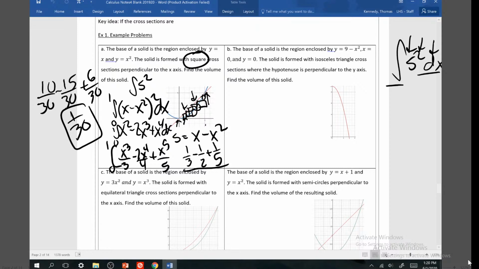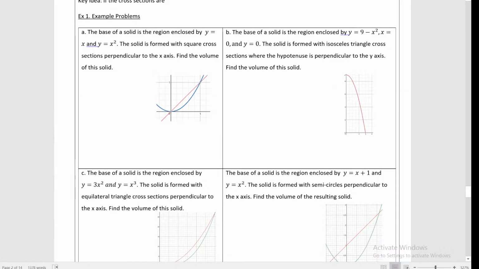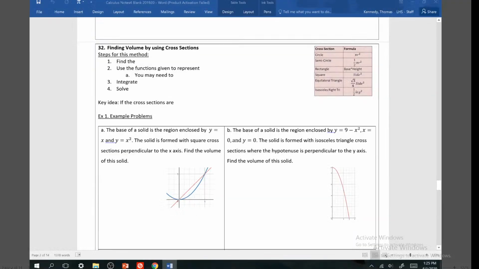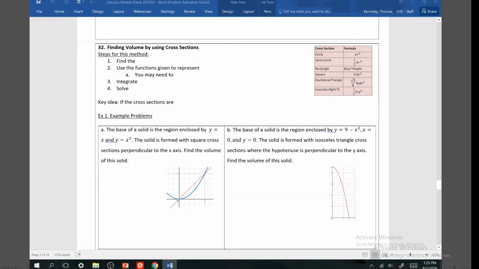All right, so let's go up and do our words now that we've seen an example of this. Steps for finding this method. Find the correct area, find the area equation for your cross section. And yes, Nick, you're basically taking an area equation and putting it in 3D by integrating across X. Because the squares are going up into like Z as their dimension.